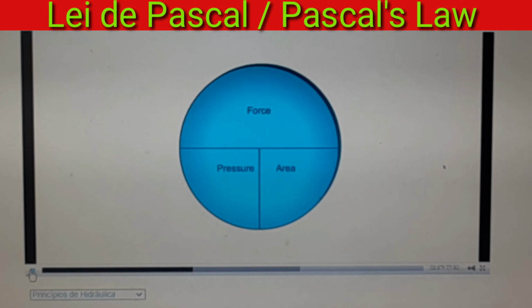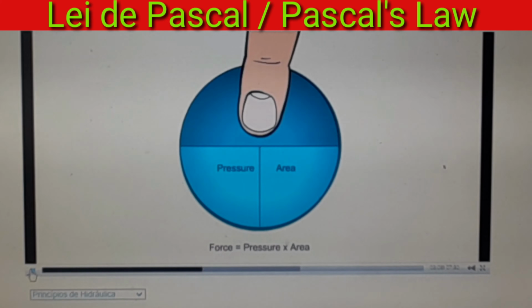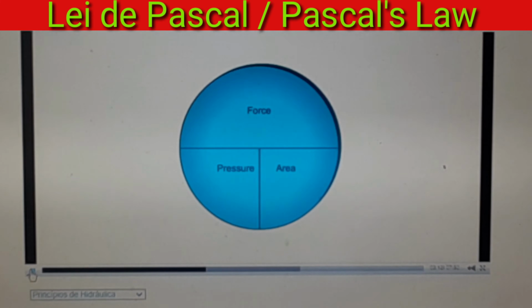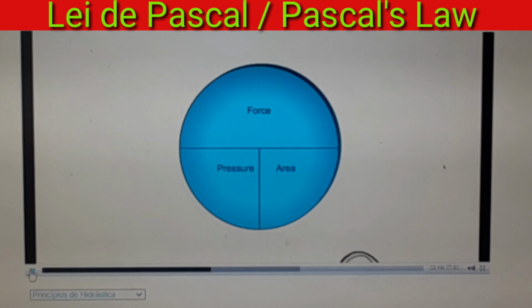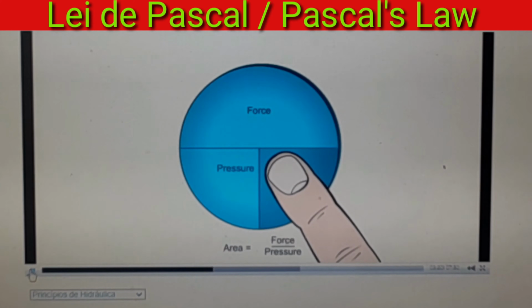A simple, yet effective, chart can be used to calculate force, pressure, or area. Let's say you want to calculate the amount of force that a cylinder would supply. Covering the force area would give you pressure times area. How about calculating pressure? Covering the pressure area would give you force divided by area. And finally, how about area? Covering area would give you force divided by pressure.